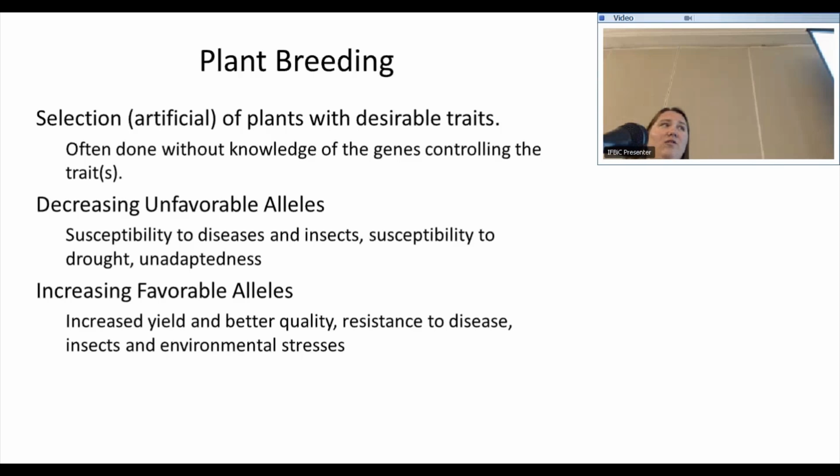So the overall objectives of plant breeding are to decrease the unfavorable variants or the unfavorable alleles that control the trait. This might be susceptibility to diseases and insects and drought, unadaptedness to different environments, and then simultaneously increasing favorable alleles. Those that are involved with increased yield, resistance to these different stresses, etc.